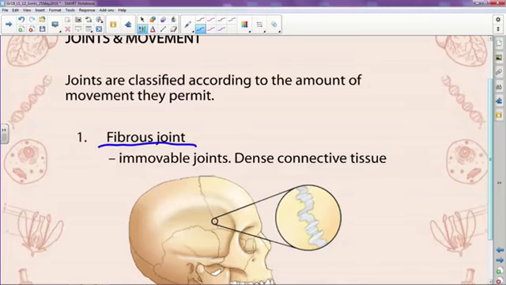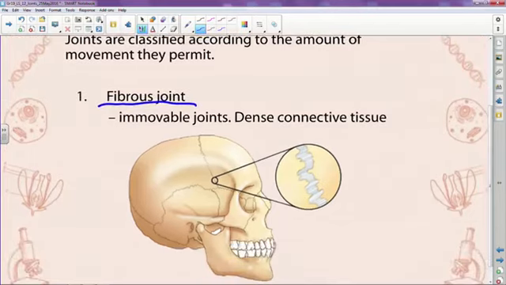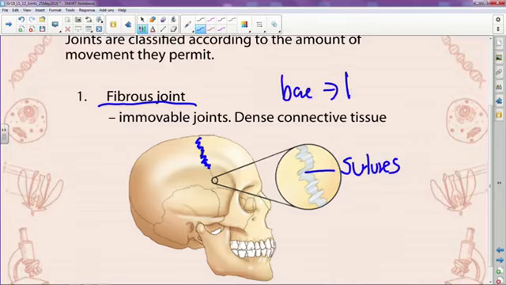The first one is a fibrous joint. If you have a look at a place in the body where we find a fibrous joint, when we looked at the skull last week, we find these very zigzaggy marks along the skull. Those are called sutures. What is the definition of a joint? It is where bone meets with bone. So everywhere you see these sutures, they are where bones have met with bones.